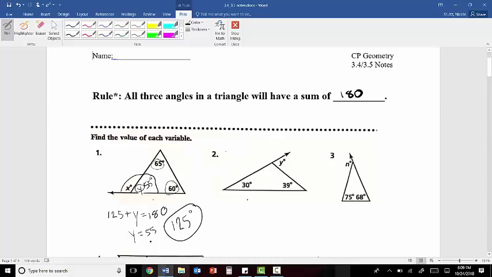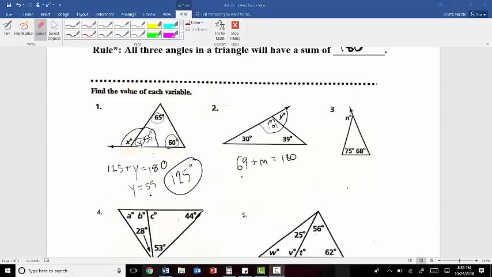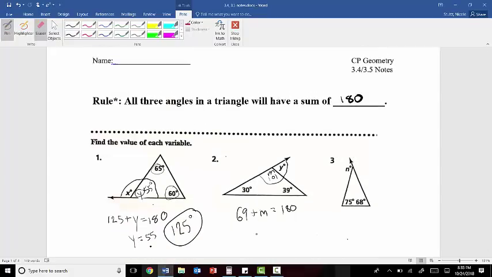The same thing here for number 2. So these two together make 69. So if we do 69 plus, let's call this M, you should get 180. So if we subtract 69 from both sides, we're going to get M equals 111.